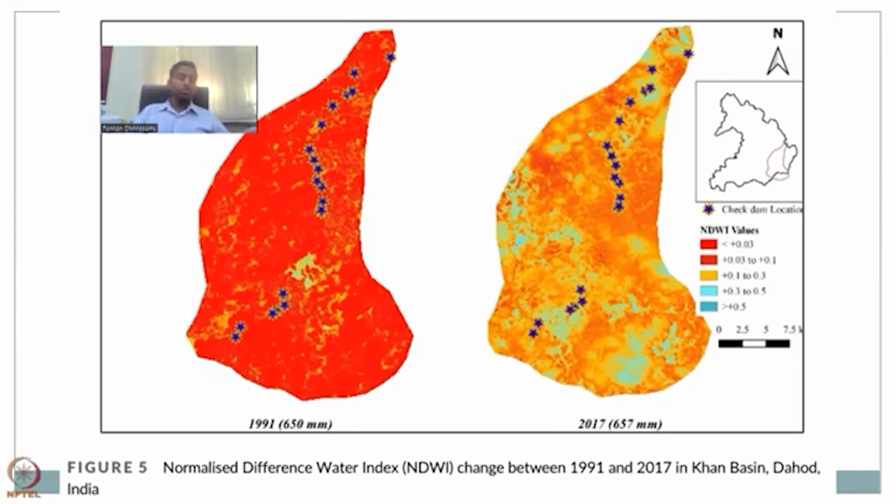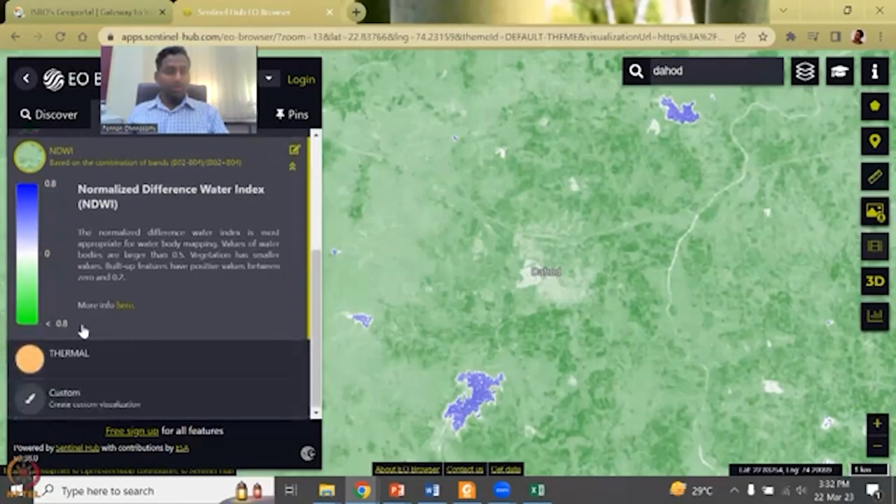So for those who cannot do this as a full exercise, this is how it is done. You download the Dahod map first, then put in the location of the check dams, download the rainfall, and download the Landsat bands. The basic bands for the NDVI were NIR minus red, divided by NIR plus red, whereas for this NDWI you could use a different band, which is given here.